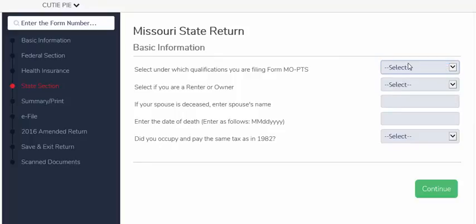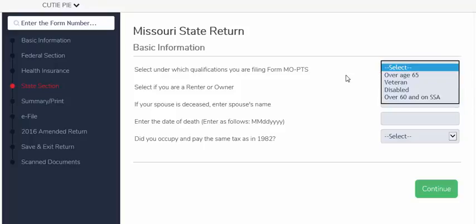So the software wants us to tell it what qualifies the person for the MOPTS. If you remember earlier in the video, I said the person has to be over age 65 or disabled. They've added a new criteria this year if a person is over 60 and on SSA. So a person can qualify there. Now we have a criteria of veteran here, but the truth is if the person is a veteran, they also have to be disabled or over 65. So we're usually just going to choose one of these three categories here. Our person is over age 65, that's what qualifies her.